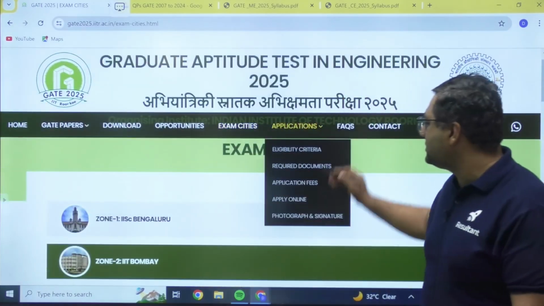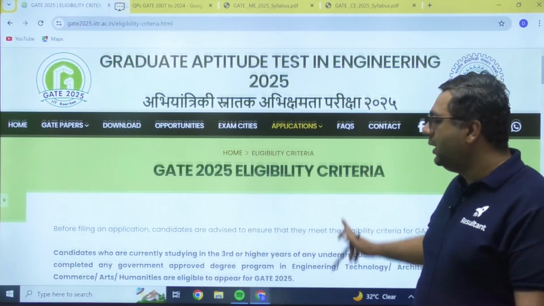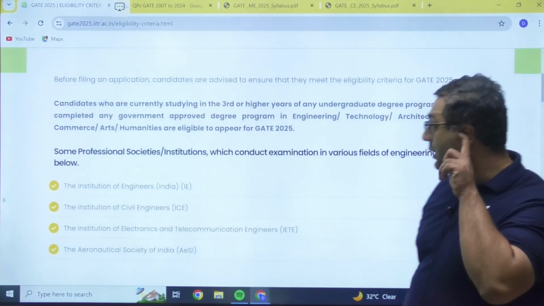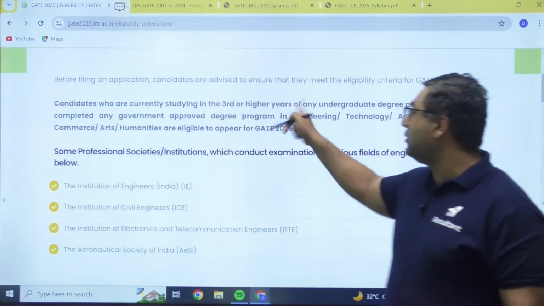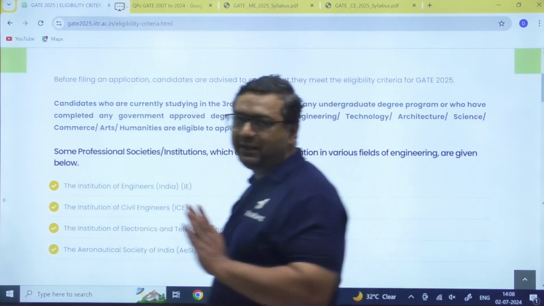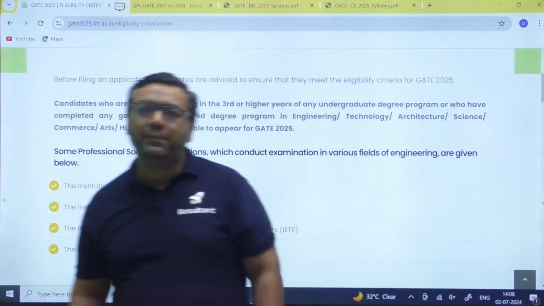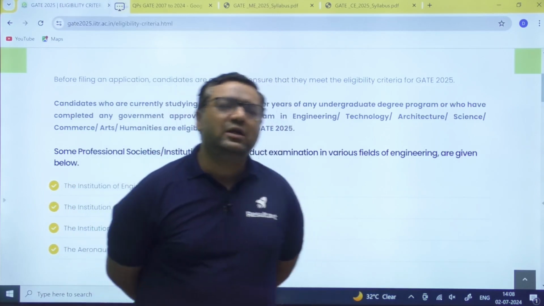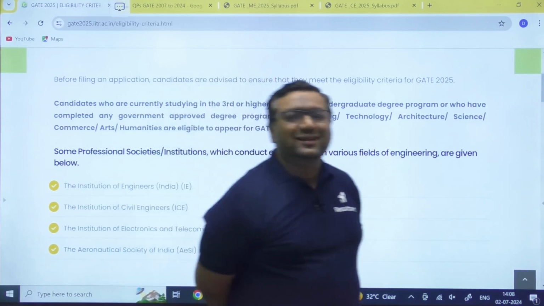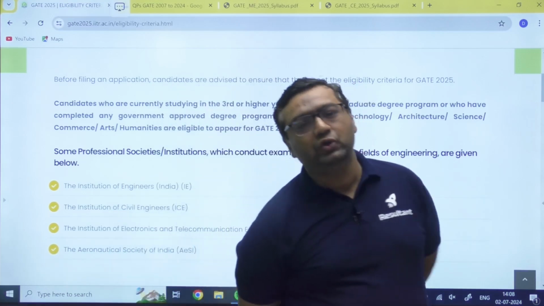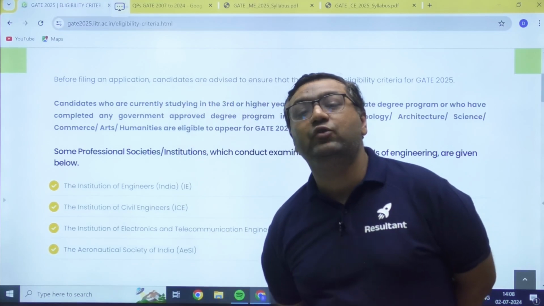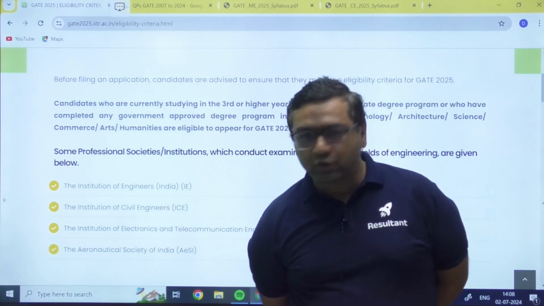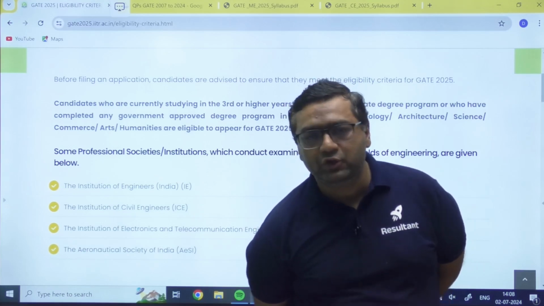Then applications, you can see the eligibility criteria. It is going to be the same as previously. Candidates who are currently studying in third year or higher years, so if you are in third year of BTech, you are eligible to apply. You can appear for GATE. I would also like to tell you guys, this third year criteria was there at our time also in GATE, previously, before GATE 2011 and all, but then it was removed. Now once again it was introduced from 2021.